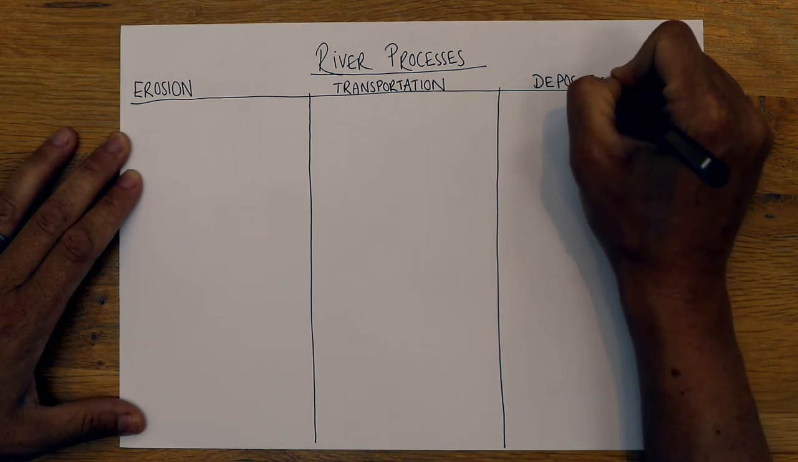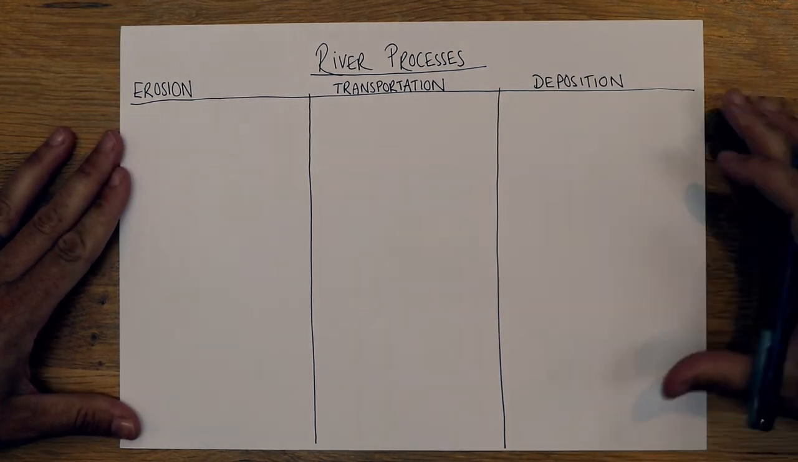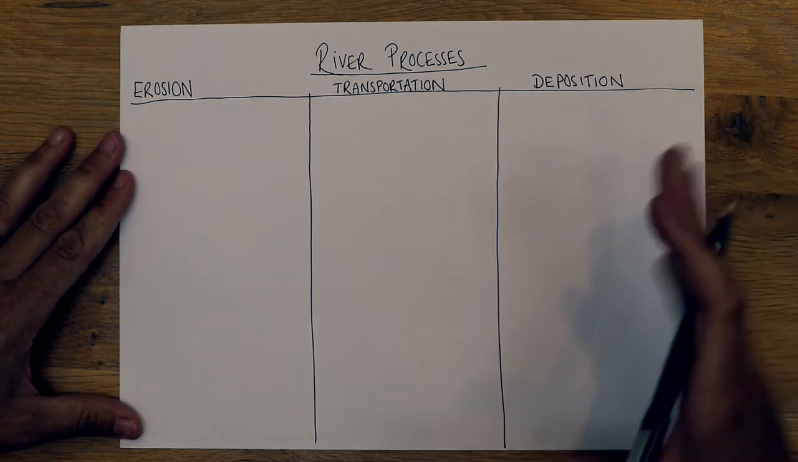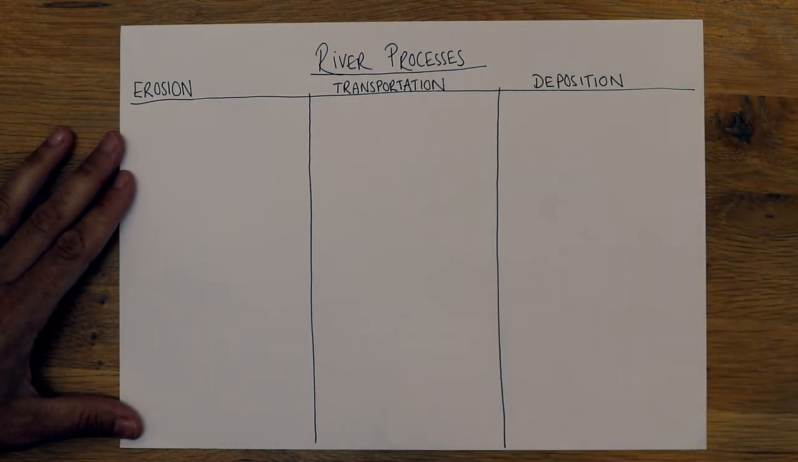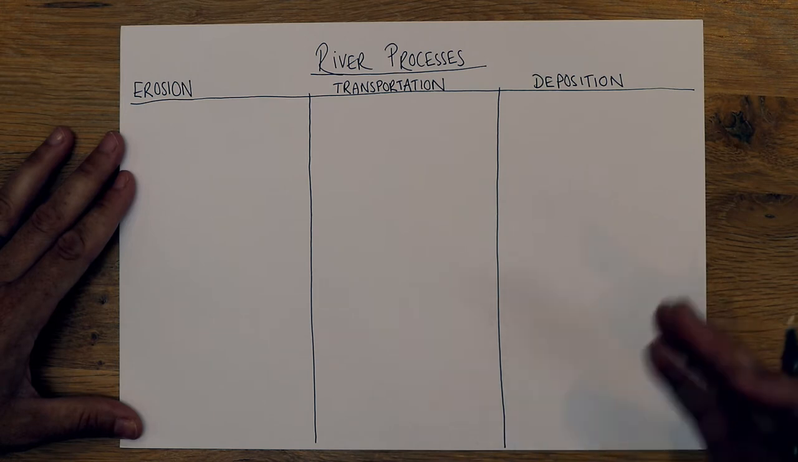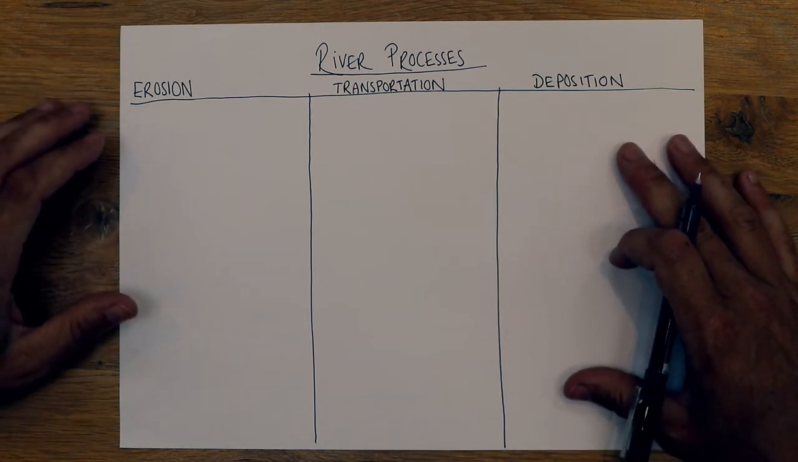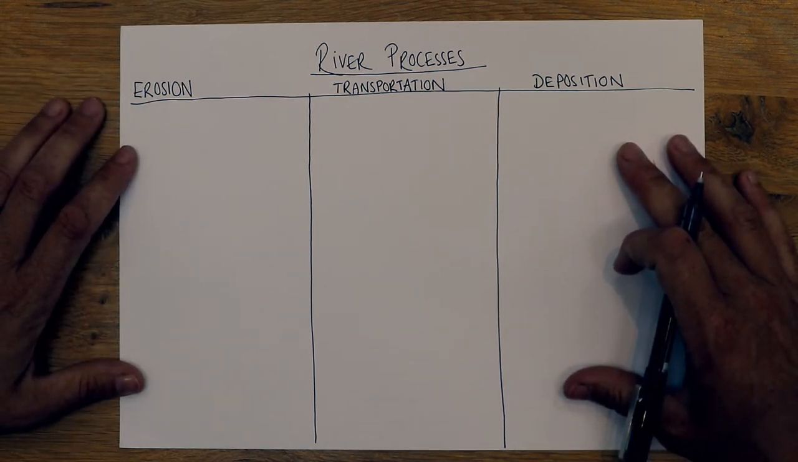So these are the things that create the landforms that we see along rivers. These are the things that move within the river. They look invisible, but actually when you know what to look for, you can find them.